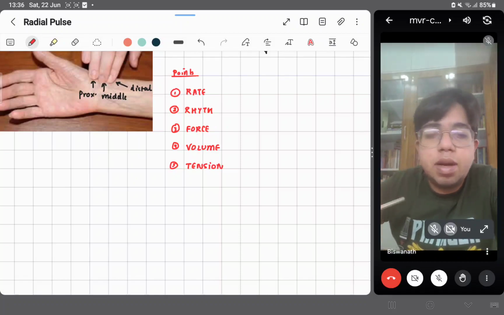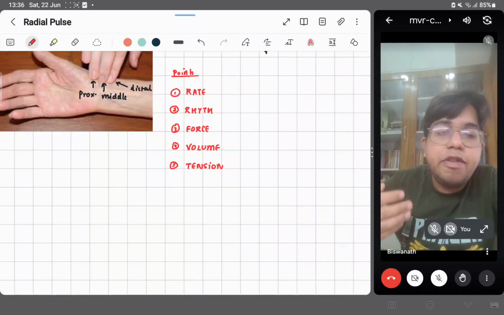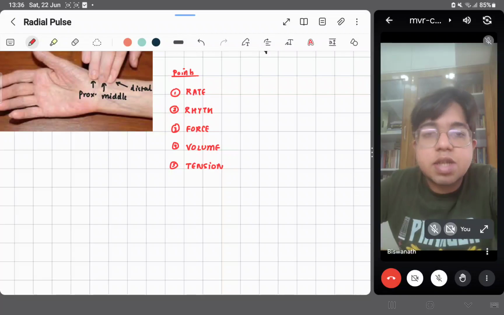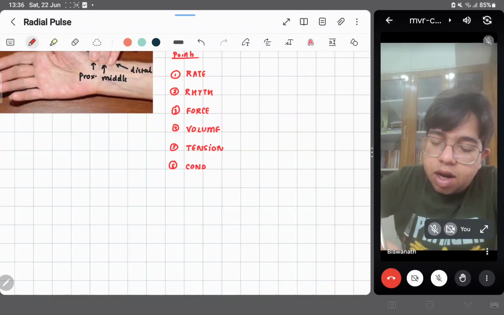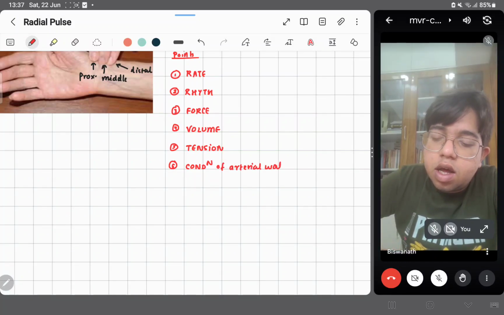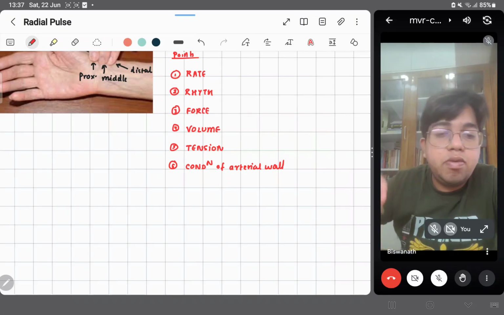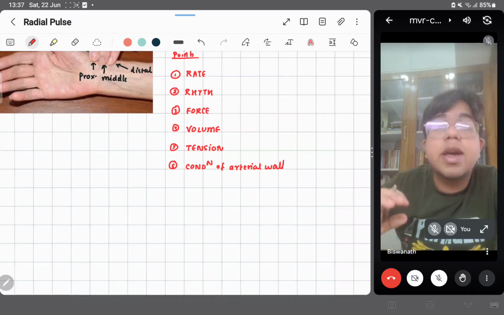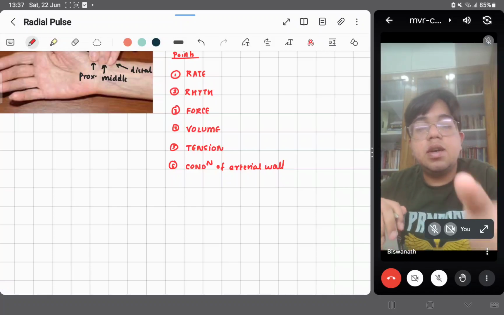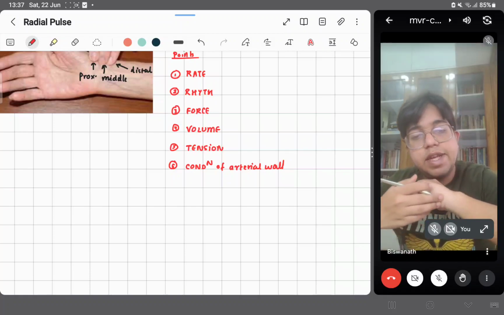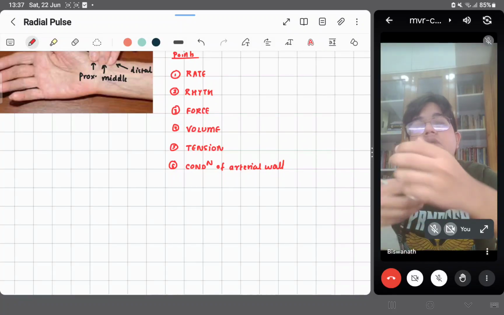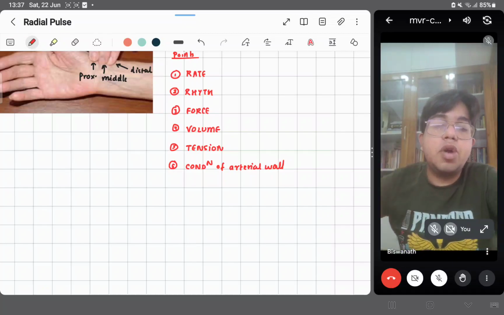We'll discuss some pathological pulses also. I'll tell you many things which will give you an extra edge if you read other clinical textbooks like Harrison's and all. And you'll see the condition of the arterial wall. Of course, you know that in older people we have atherosclerosis developing. So on the hands, you'll see they're veiny. The arteries and veins are basically more palpable as compared to a younger person.